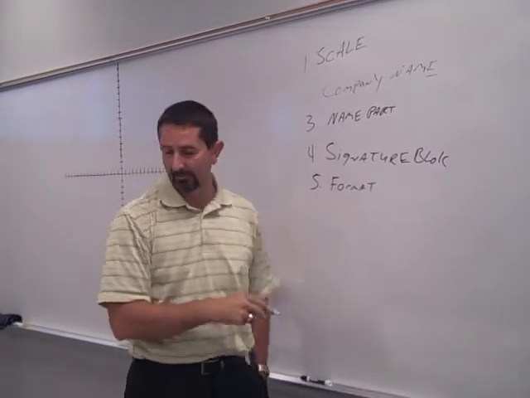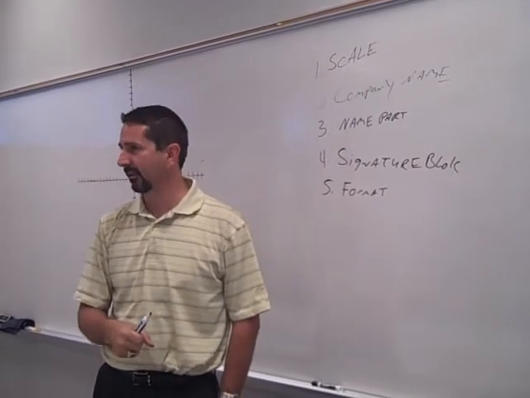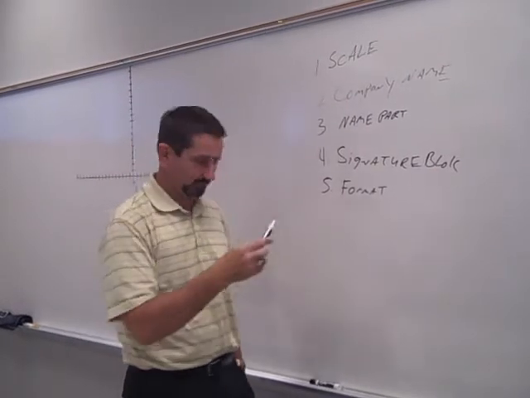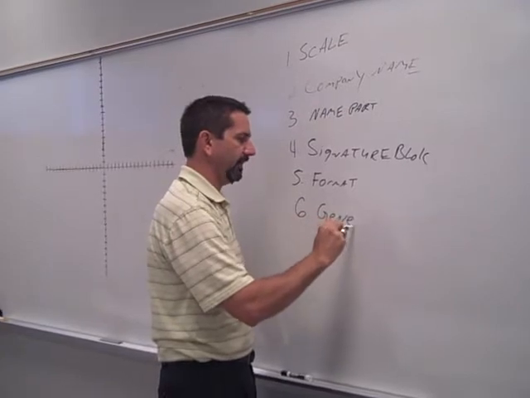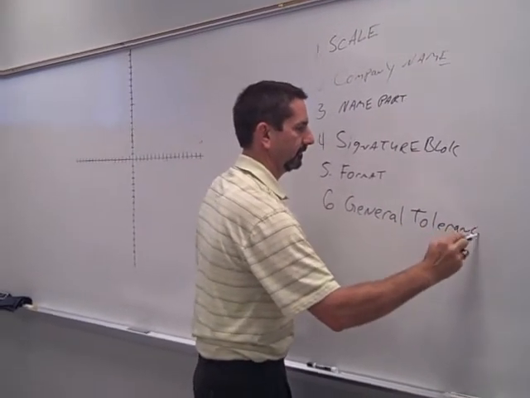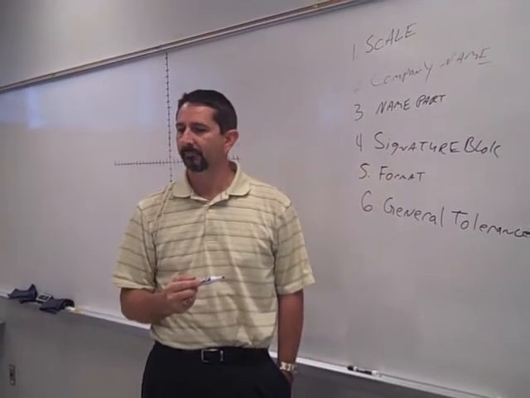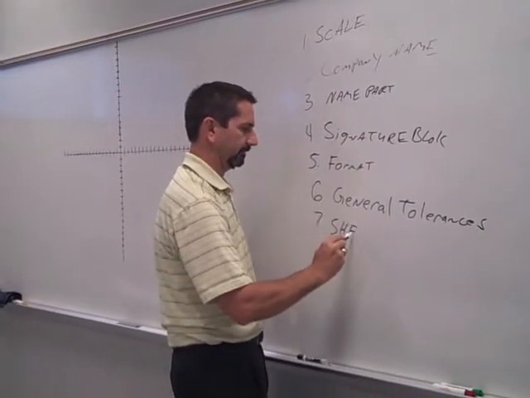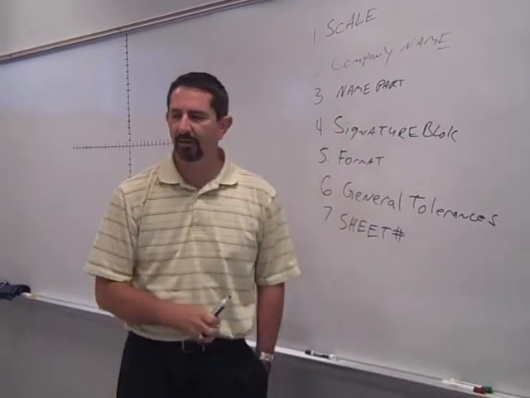Unigraphics. We can have CATIA, we can have hand-drawn, we can have CAD. There's a lot of different things we could have. Okay? I heard somebody say tolerance block, right? We have general tolerances, and we covered those already. What else? Number of sheets. Sheet number. Most drawings have multiple sheets, and you want to know which sheet you're on.